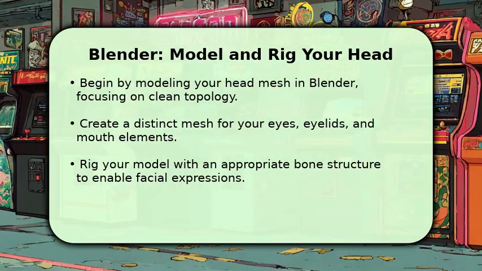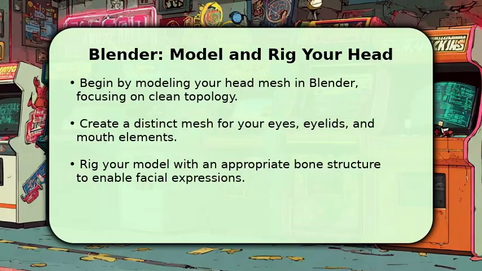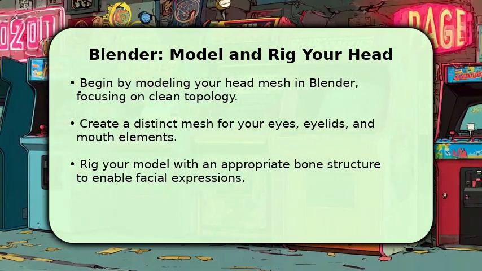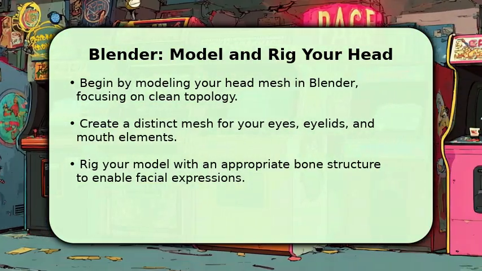Crucially, rig your head with a robust bone system. Aim for at least 18 to 25 facial bones, including separate controls for each eyebrow, eyelid, and lip corner, to achieve fluid and detailed expressions during animation.